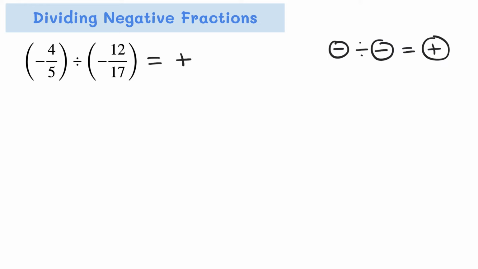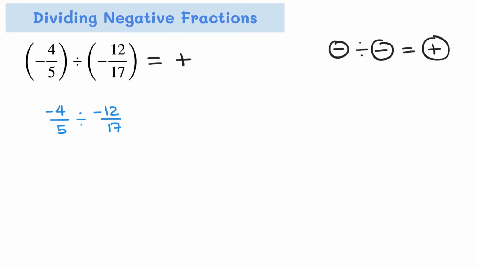So I'm going to rewrite my fractions out, and this time I'm going to actually put the signs in my work so you can see a different way of doing this. So I've got negative 4 over 5, and notice that originally I had a negative in front. If I want to, I can put the negative beside the numerator. I can leave it like that. So I'm just going to rewrite it because it means the same thing. So divided by negative 12 over 17.